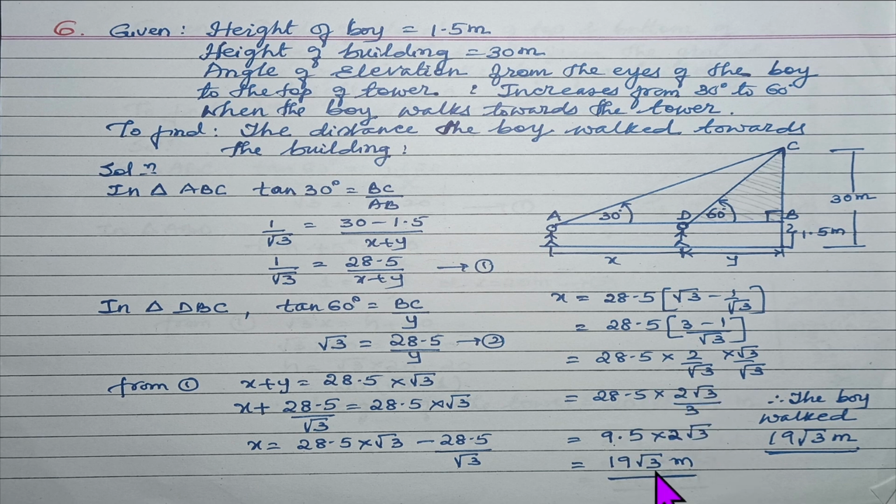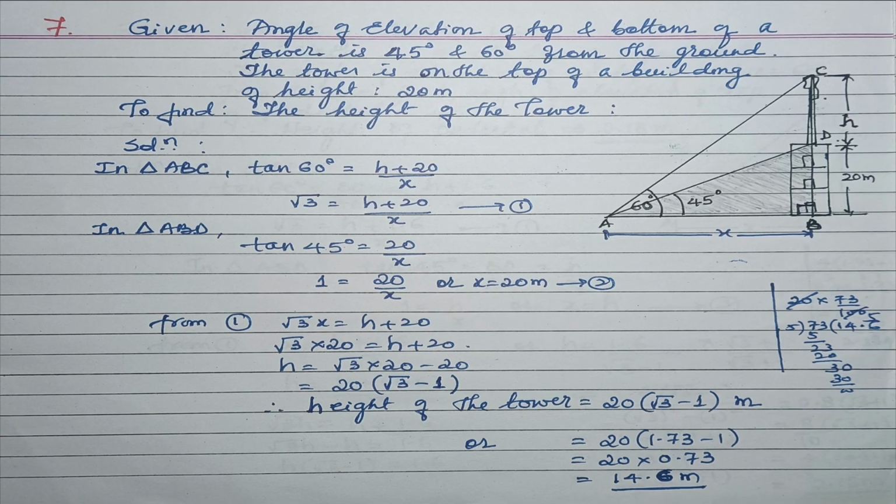Simplifying, we get 19 root 3 meters, and that is the distance moved by the boy when he goes from point A to point D, when the elevation changes from 30 degrees to 60 degrees to the top of the building or the tower. Okay, now understand that.